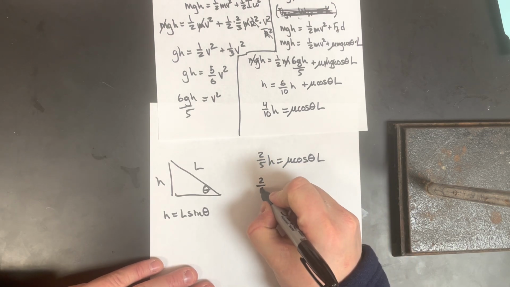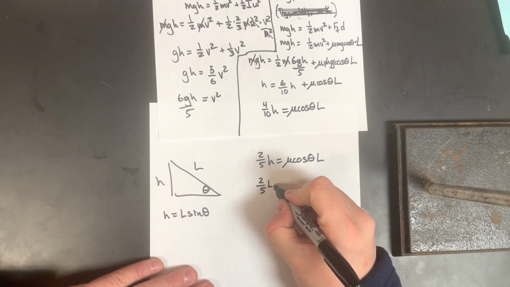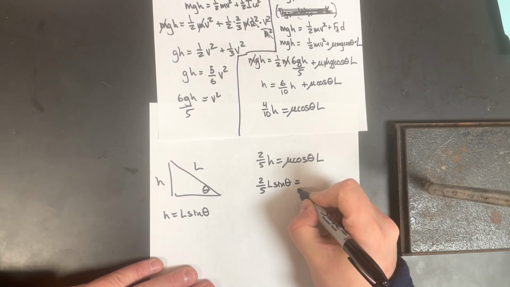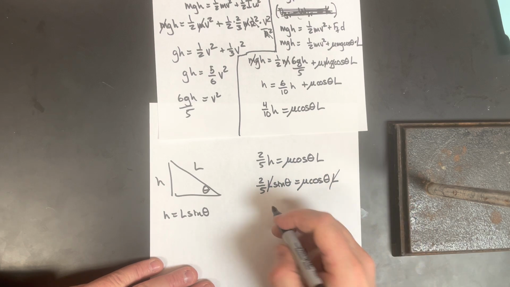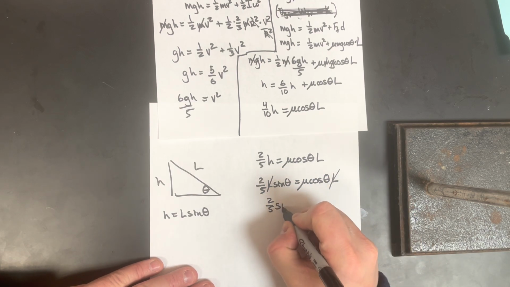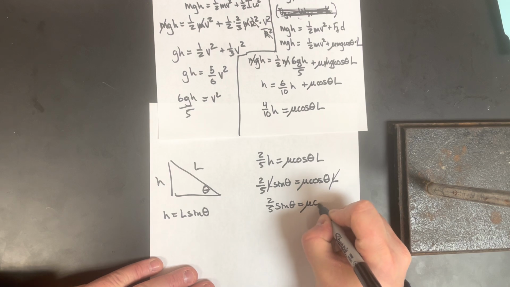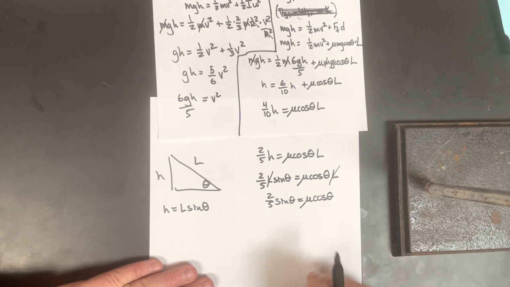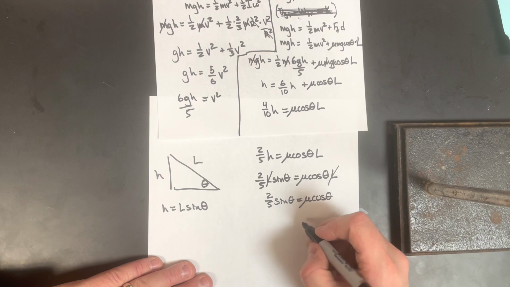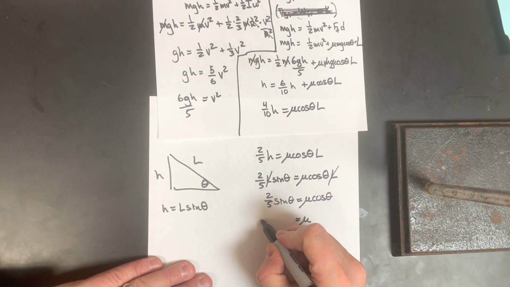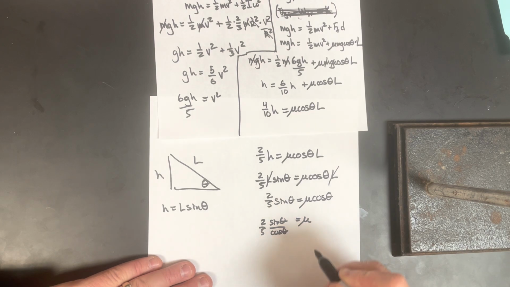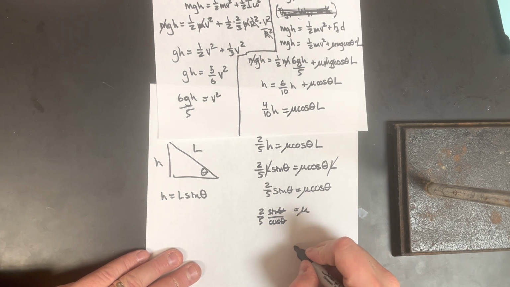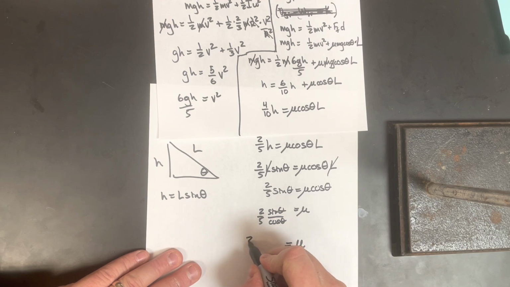So I can rewrite this instead of 2/5 times h as 2/5 times L sine theta. That's equal to mu cosine theta times L. Now I've got L in both terms and that will cancel. So 2/5 sine is equal to mu cosine. And my goal is to get mu by itself. So to do that, I would divide both sides by cosine. Mu would equal 2/5 times sine theta over cosine theta. Sine theta over cosine theta is tangent. And my final answer is mu is equal to 2/5 times the tangent of the ramp angle.